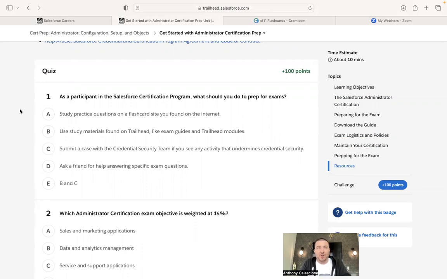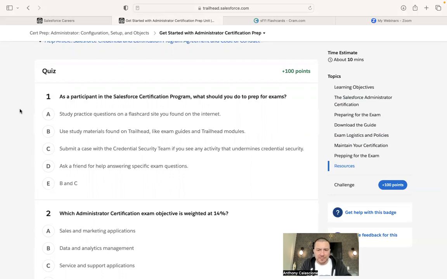That sounds way too vague and way too dangerous for Salesforce to ever get behind that. Use study materials found on Trailhead, like exam guides and Trailhead modules. Well, that sounds like a great answer. Submit a case with the credential security team if you see any activity that undermines credential security. What? Ask a friend for help answering specific exam questions. No. As a participant in the Salesforce certification program, what should you do to prep for exams?